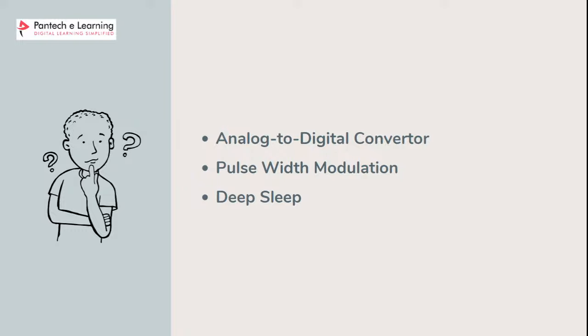First one is ADC, analog to digital conversion. It is a process by which analog signals, I mean continuous voltages, are converted into digital signals. Digital signal means what? Discrete values. So we are going to convert continuous voltage or analog signals to digital signals or discrete values that can be processed by a digital system like a microcontroller.